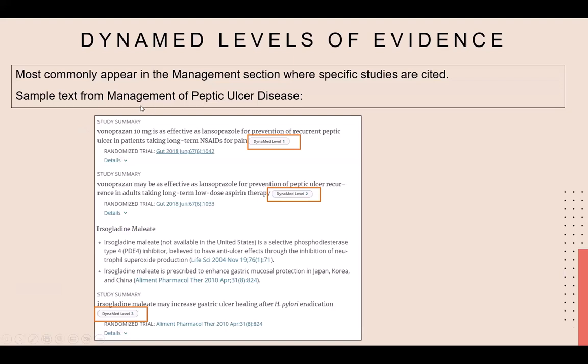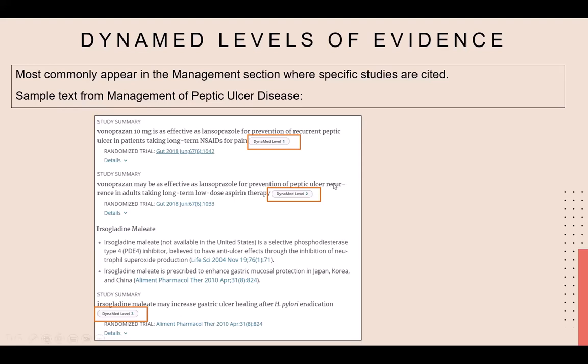So here's an example from the management of peptic ulcer disease. This one had different suggestions in the management. And so there was a study, and this one was assigned the DynaMed level 1. So somebody would know this was a fairly well done randomized controlled trial. I can rely on this. This is a level 2, also a randomized controlled trial. This one was a level 3. So maybe just not as well run a study. So it just gives the clinician a little guidance about how much weight to give to each of these recommendations.